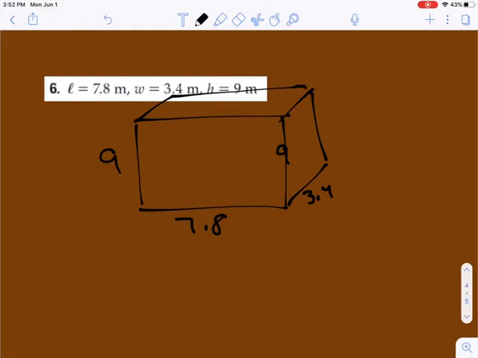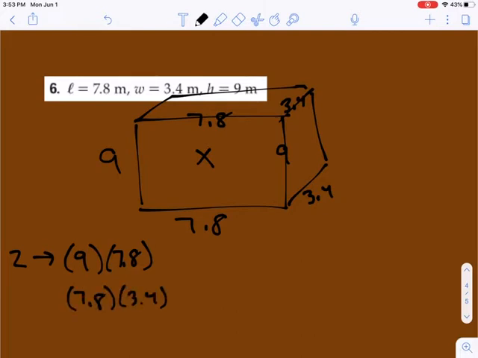So let's do the face first. Let's do the front face. The front face is going to be 9 times 7.8, right? And then you're going to have 2 of those, right? And then the next face, if we do the top, right? The top, so this is 7.8 as well. And then we'll take that 3.4 and run that up here. So the top is going to be 7.8 times 3.4.